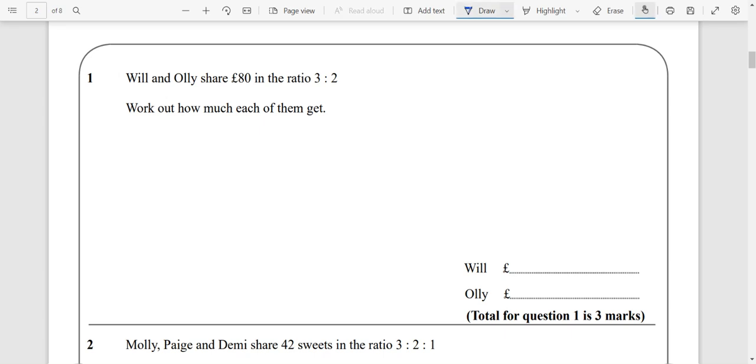Okay, we're going to go over just sharing ratio. So this is one of the first things you'll learn when learning ratio, and that is how to split an amount between the ratio. Question 1, Will and Ollie share £80 in the ratio 3:2.